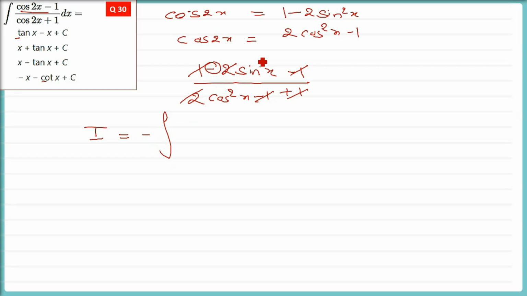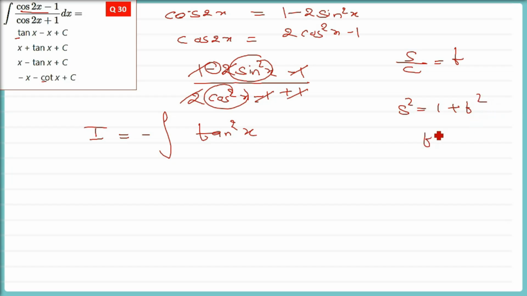So I am taking this negative outside the integral. Sine square x by cos square x can be written as sin x by cos x whole square. Sin x by cos x is tan x. So we can write it as tan square x. And sec square theta is 1 plus tan square theta. In place of tan square theta, you can write it as sec square theta minus 1, or sec square x minus 1. That's what we are going to write here.